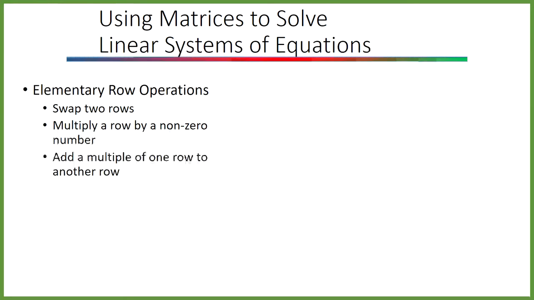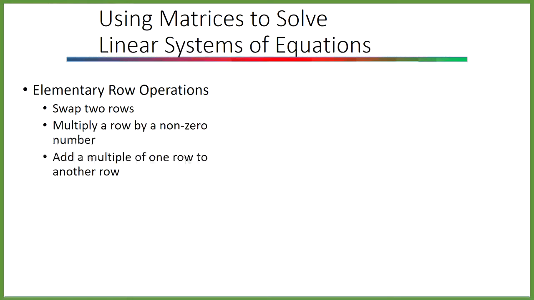Well, there are three types of elementary row operations that we can perform on an augmented matrix without changing the meaning of the augmented matrix. We can swap two rows, we can multiply a row by a non-zero number, or we can add a multiple of one row to another row.